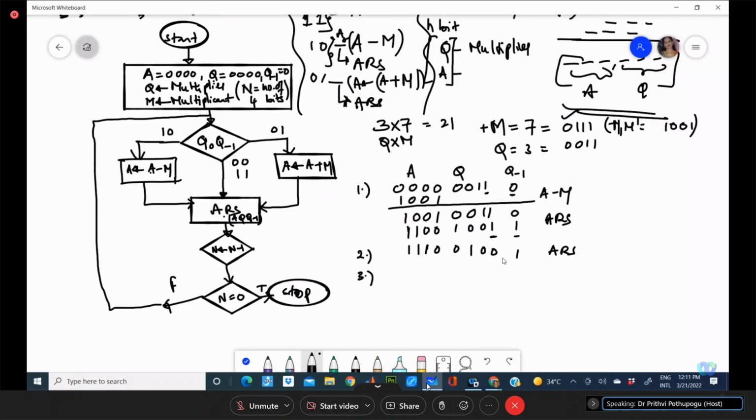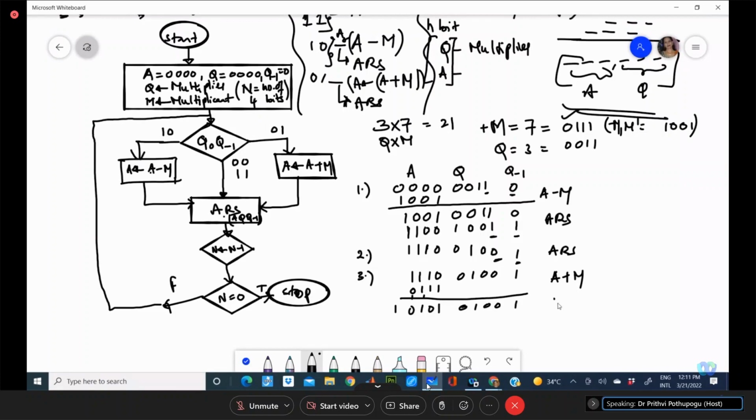Third step, again you check for the Q0 and Q minus 1. What is to be done now? This is 0, 1 it is saying. 0, 1 means directly you add M to A. That means A plus M has to be done. A plus M means 1, 1, 1, 0 will be added with 0, 1, 1, 1. And this is 0, 1, 0, 0, 1. Now what is the result you get? 1, 1, 0, 1, 0, 1. Maybe that you can discard it. Okay, this is discarded. Now only this is left: 0, 1, 0, 0, 1.